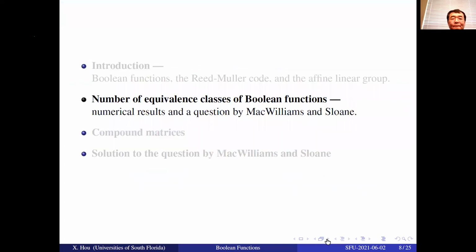All right, so let's move to the next section. Number of equivalence classes of Boolean functions. Numerical results and a question by MacWilliams and Sloane.